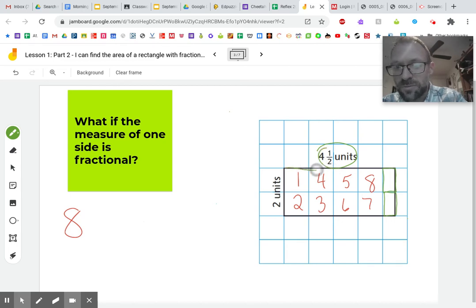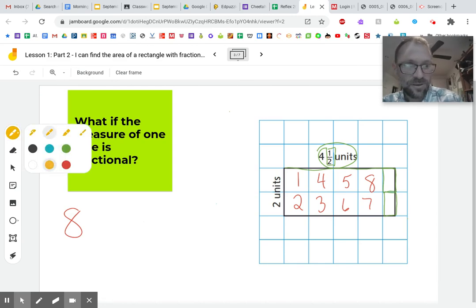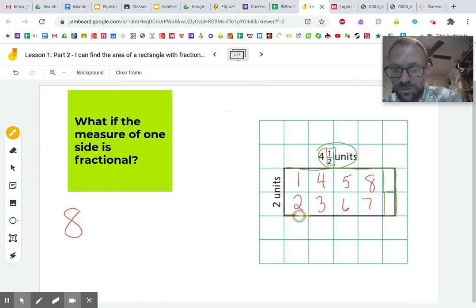So the length goes from this side of the rectangle to that side. And it says that that length is 4 1/2 units. So let's count up the 4 units first. Are you ready? Let's see here. There's 1 unit of length, and there's another, okay? And there's another, and there's another. Almost looks like a number line, doesn't it?